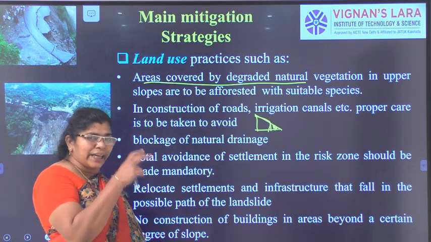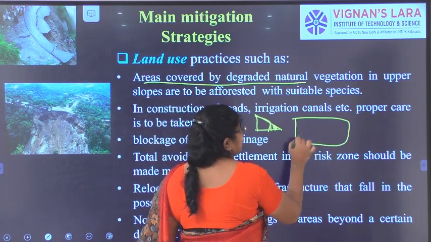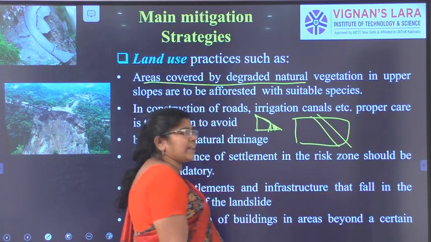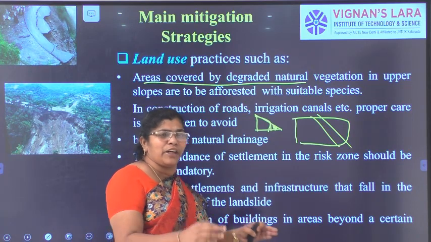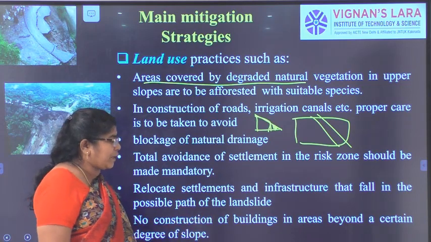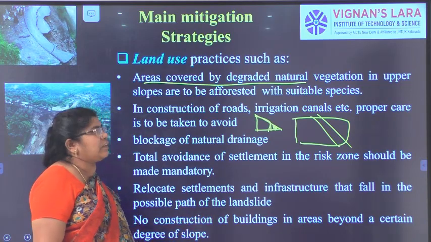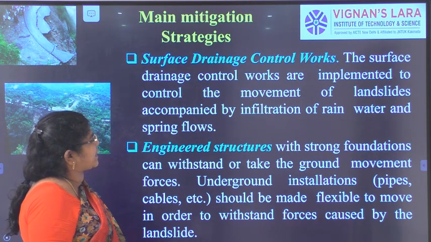So, as I told you, if in this area there is any landslide zone, then I have to prevent the construction of anything there, and I have to relocate whatever is there to another place. No construction of areas beyond a certain degree of slope. Okay. So the third one is surface drainage control works.